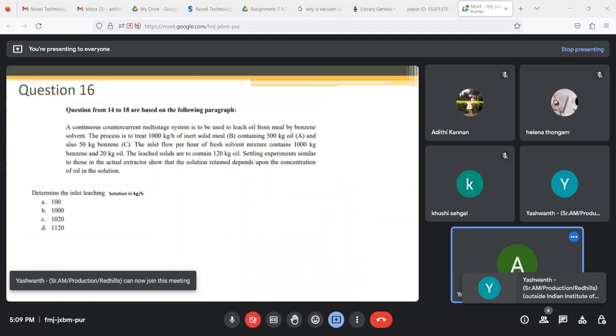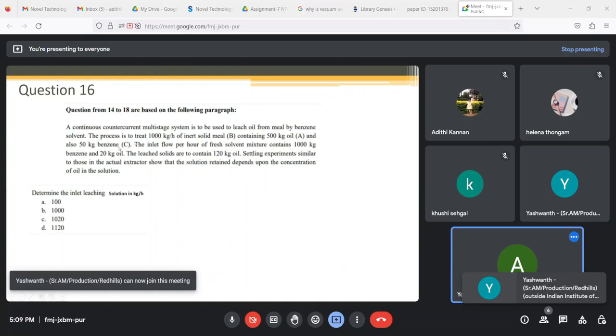Question 16. So determine the inlet leaching solution in kg per hour. So it's the same formula as we used in question 14. So here in this case, instead of finding it in the feed inlet, we need to find it in the solvent inlet, the fresh solvent inlet. So what is the amount of solution in the fresh solvent inlet? Solution is always equal to A plus C. So what is the value here? So this corresponds to your fresh solvent inlet.